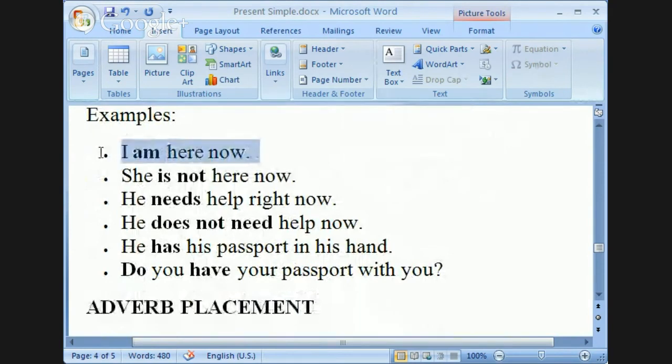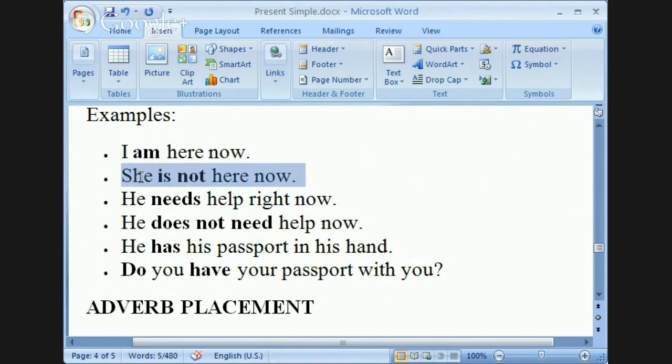I am here now. You would never say I am being here now. Sounds crazy. She is here now. She isn't here now. She is not being here now. Makes no sense at all. So the verb to be itself is called a mixed verb.